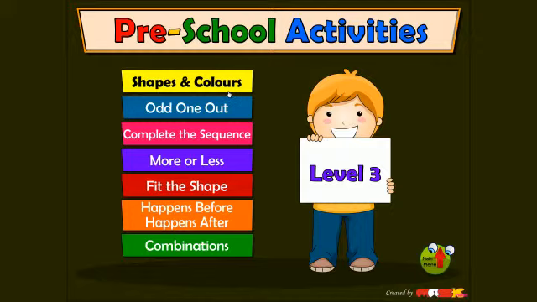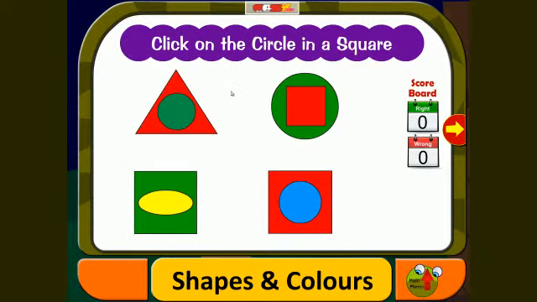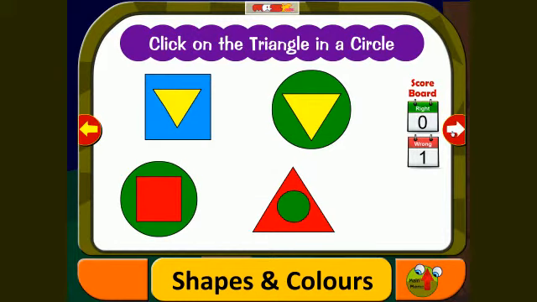Shapes and colors. Click on the circle in a square. No, try again. Click on the triangle in a circle. Correct.